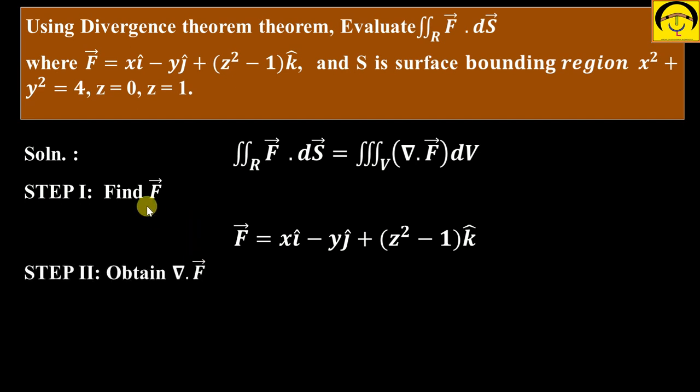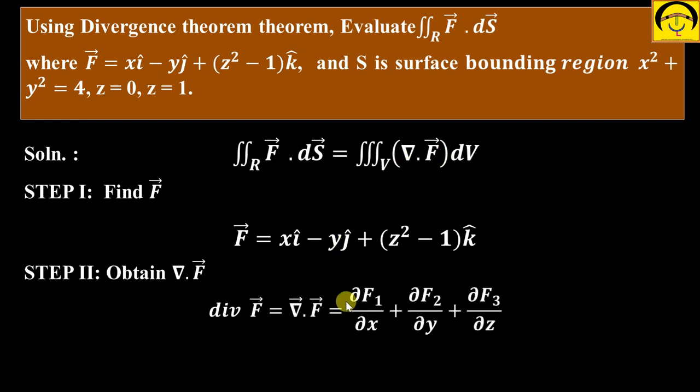So your first step was to find F. F is fortunately given clearly. Now the second step was to compute the divergence of F. The divergence of F will be simply del F1 by del x, where F1 is x.